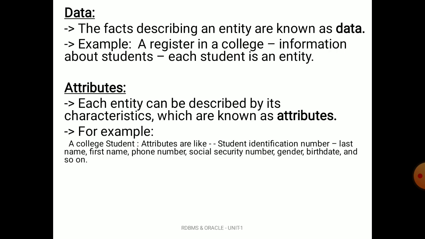Okay, next concept, attribute. Each entity can be described by its characteristics, which are known as attributes, which means that an entity has different characteristics, and each and every characteristic is called an attribute. For example, in a college, a student is an entity. The student has a lot of attributes like student identification number, last name, first name, phone number, social security number, gender, birth date, and so on. These are all called attributes for a particular student entity.